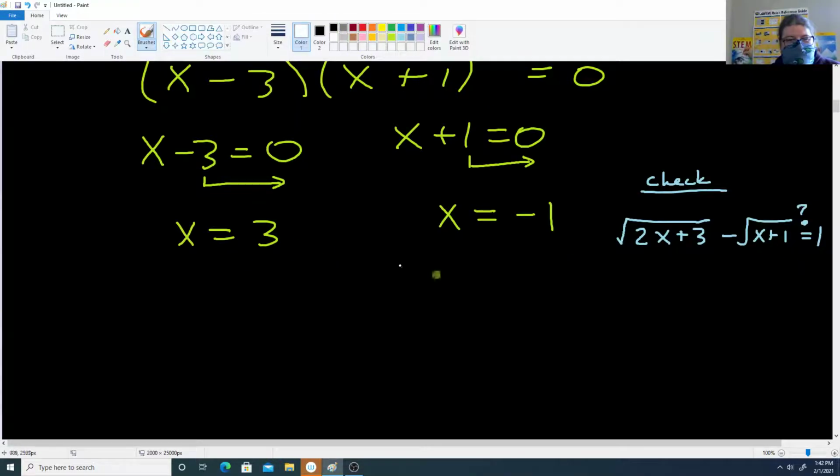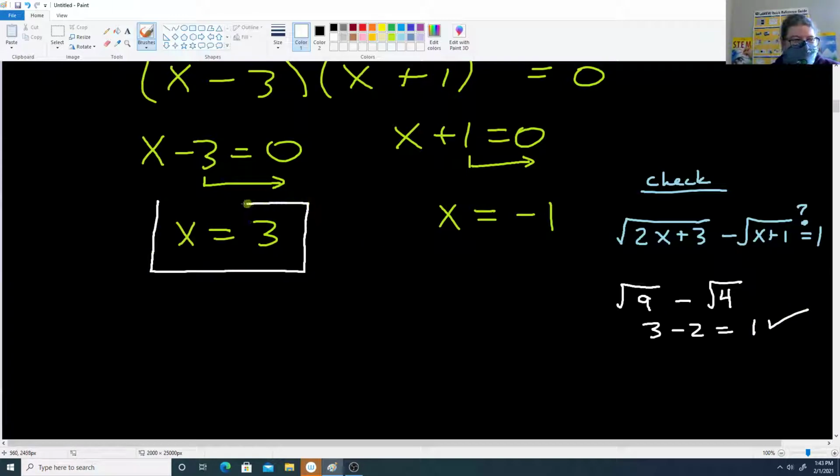So let's see here. How about x equals 3? When I put 3 in, I would get the square root of 2 times 3, which is 6. 6 plus 3 is square root of 9. Minus the square root of 3 plus 1, which is 4, so that's square root of 9 minus square root of 4. This is 3 minus 2, which equals 1, so this checks out. X equals 3 is a good solution.